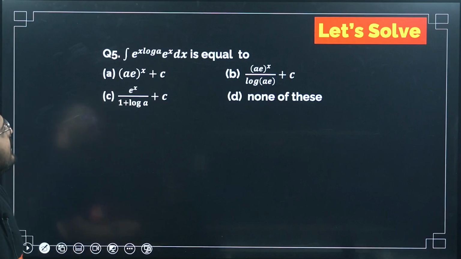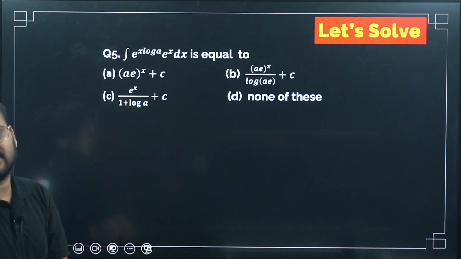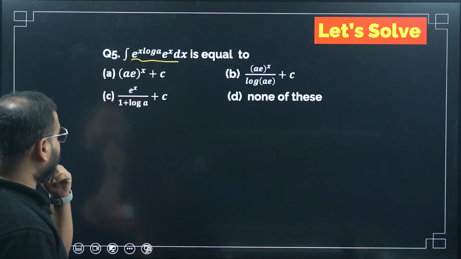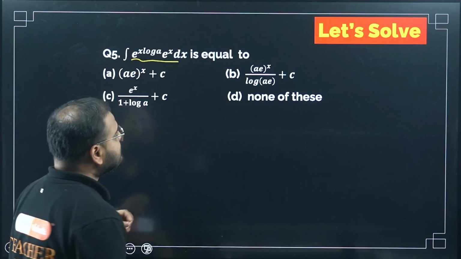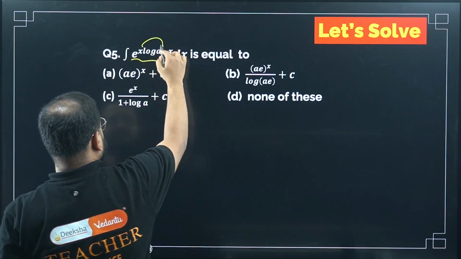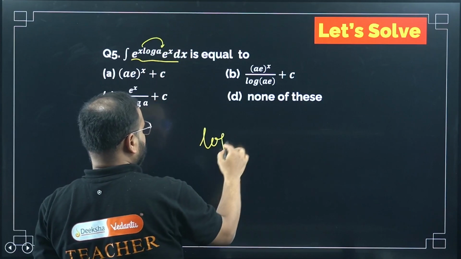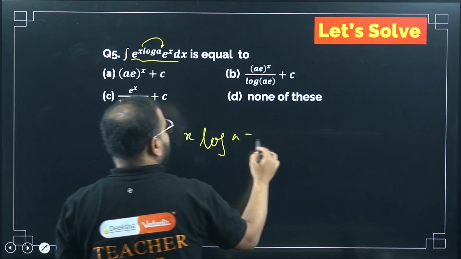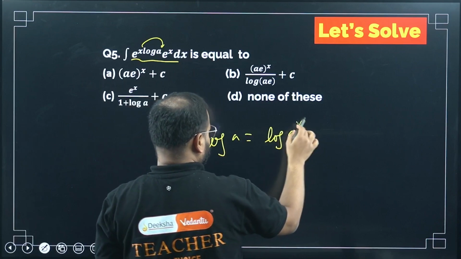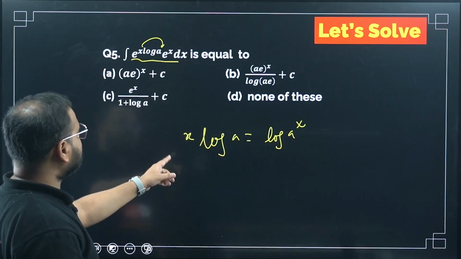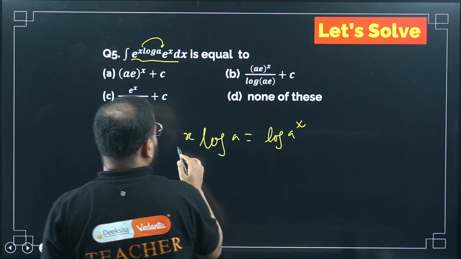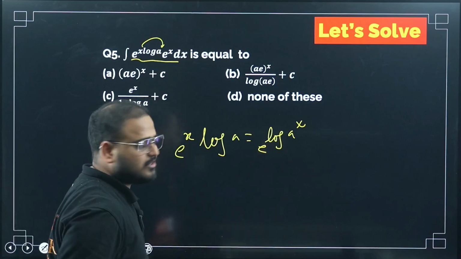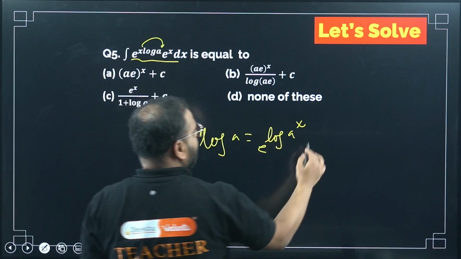Integration of e power x log a, e power x dx. See, an exponential function with log is there, but then another exponential function is there, e power x. How will you simplify this? Please see. We know that if I have a log written like this, log of a base with x in the coefficient, I can write this as log of a to the power x, right? Now if I apply e over here, then e and log are inverse functions.